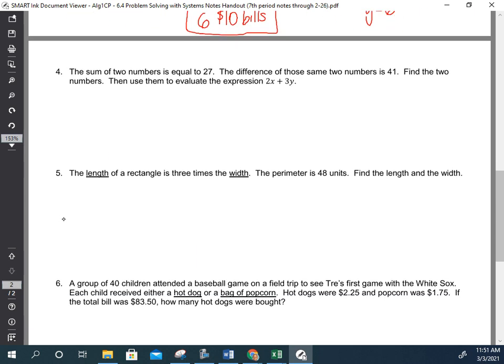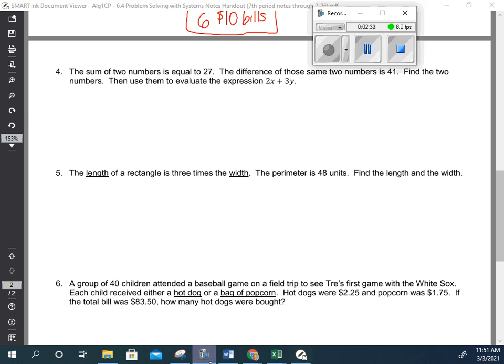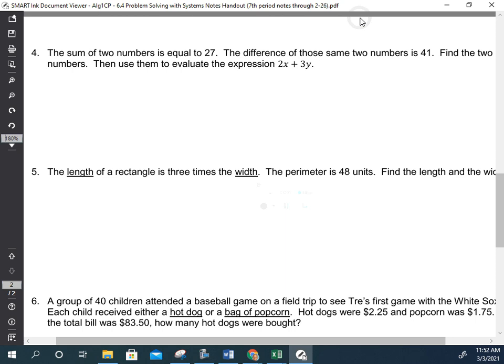All right, so let's look at example number 4. Before we solve example number 4, let's read through the problem and then we'll start solving. I'm going to annotate as I go along, based off of what I think would probably be important. The sum of 2 numbers is equal to 27. The difference of those same 2 numbers is 41. Find the 2 numbers and then use them to evaluate the expression 2x plus 3y.